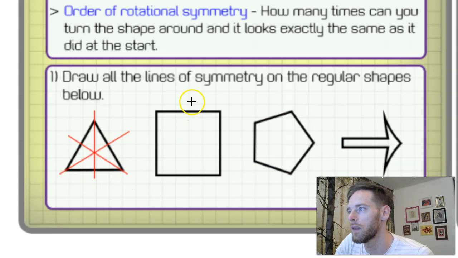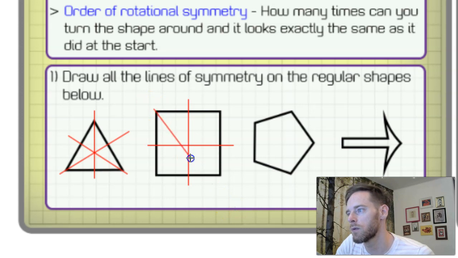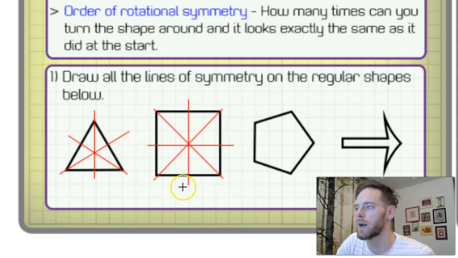Now this is a square. There's one straight down the middle, or across the middle. But then with the square, there's also these corner to corner lines, we call those diagonals. So one corner to the other corner, there's diagonals. There are 4 lines of symmetry on a square.